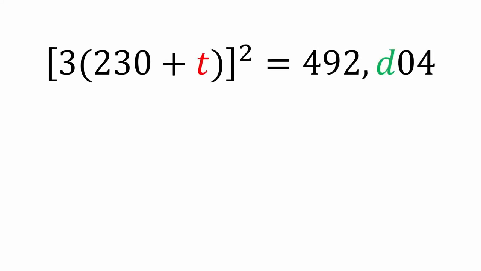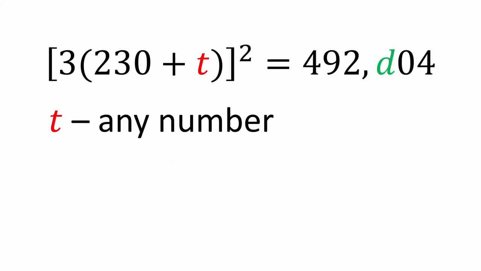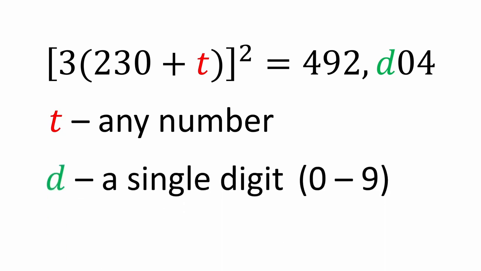Given the following equation, where t is any number and d is a single digit from 0 to 9, can you find the values for t and d? No calculator allowed. Pause the video to see how quickly you can get this question correct.